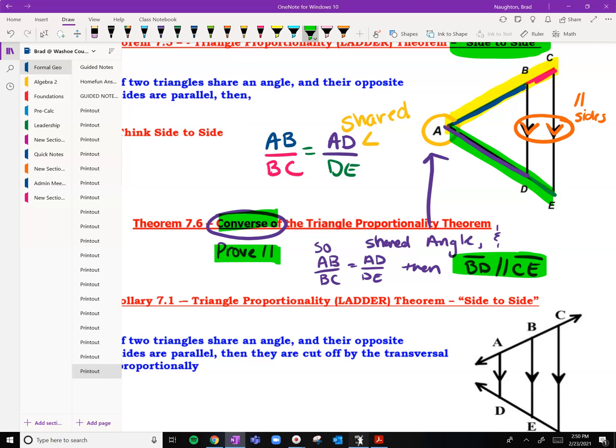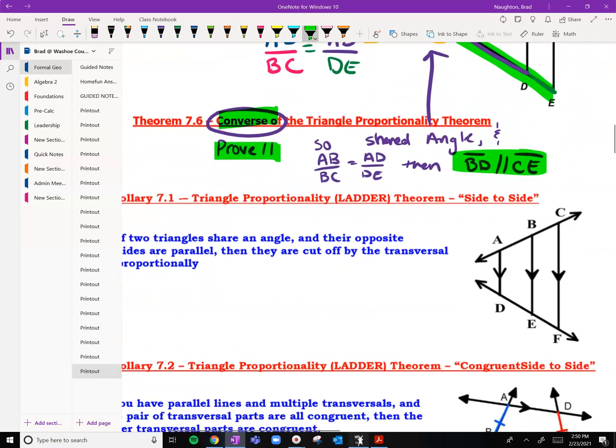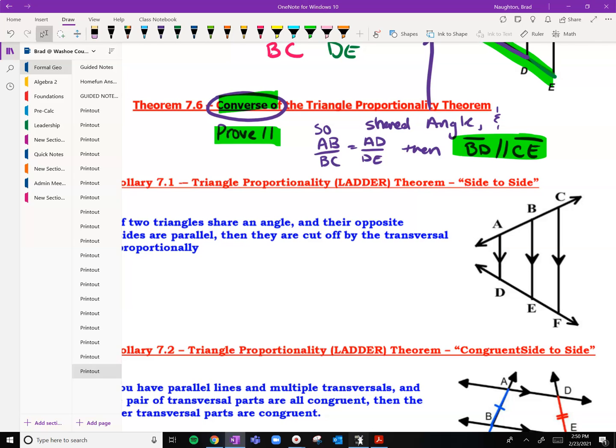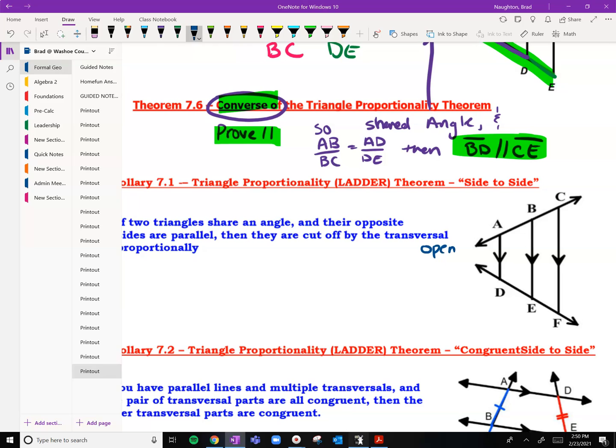Alrighty. So, ladies and gentlemen, what's the difference between 7.5 and our corollaries? They don't make a triangle. Notice that this is open, okay? But can we just keep going and say that they make a triangle? Absolutely. Even though they're open, they can still make the triangle, which means our side to side still works. So this side right here would go to this side down here.